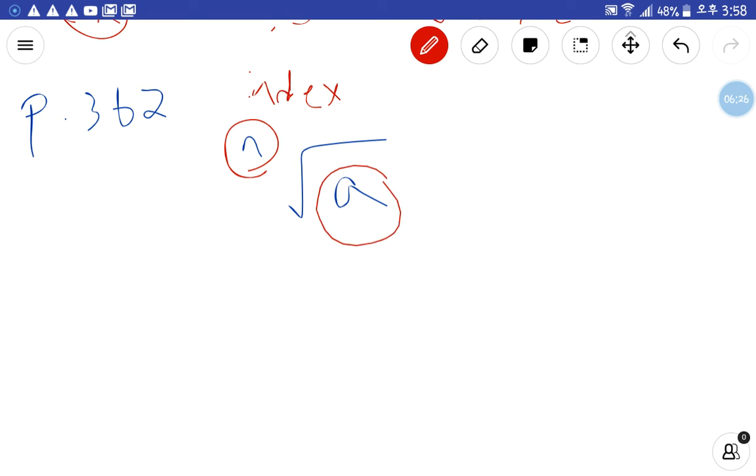And this we call the radicand. And then we can say this is a radical sign. So that is vocabulary you need to memorize: radical sign.